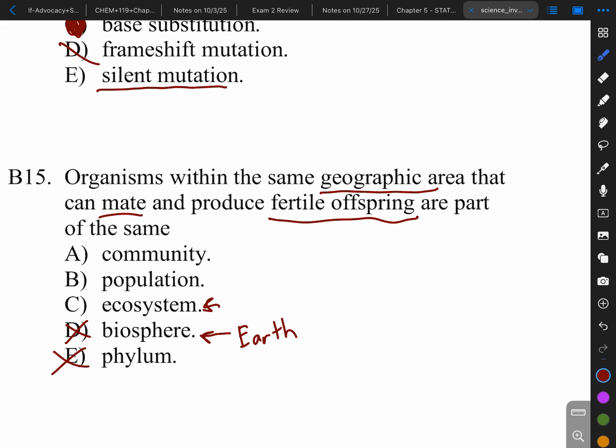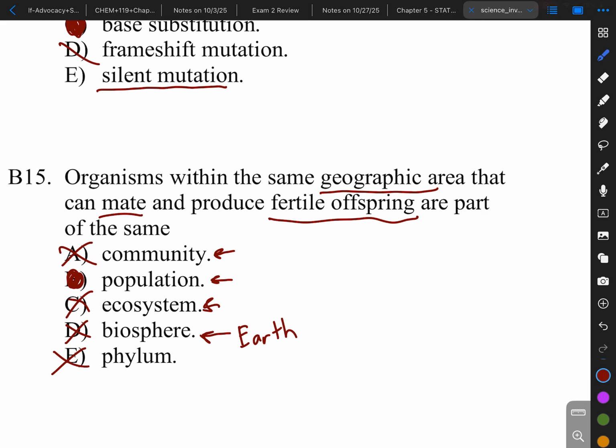Ecosystem is a little closer, but still, an ecosystem is basically the abiotic and the biotic factors of a place. That also doesn't make sense because they'll have a vast number of species. A community is all the biotic factors in a place, but again, you're going to have many different animals in a community. A population is the right answer here. Populations are all members of a single species, and two members of a species can mate and produce fertile offspring. So the answer to 15 would be B, population.